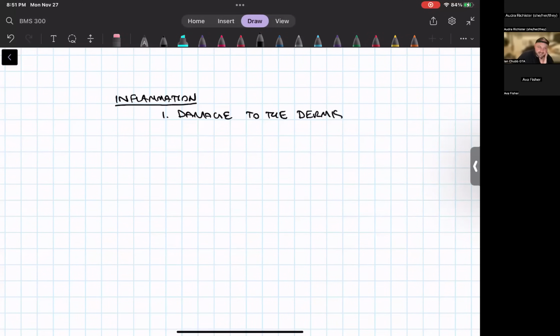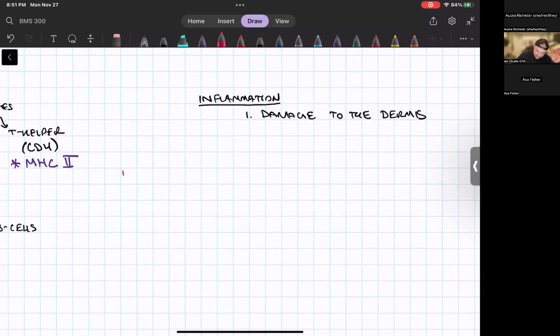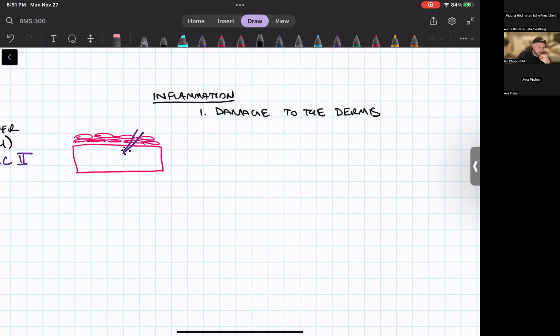Every time I've learned this, we always talk about a splinter just because it is easy to picture. So a splinter, and I can maybe draw a quick picture on the side, a splinter enters the dermis. So we'll have a splinter here. And this splinter has a bunch of bacteria on it. So first step, you have to have some kind of damage, some kind of breakage to the skin.